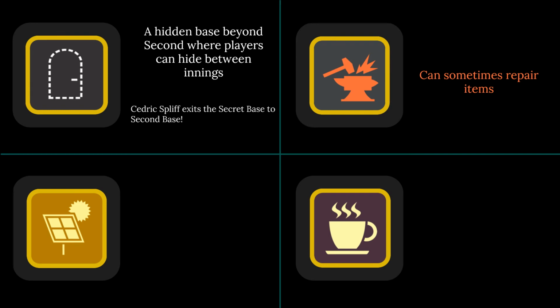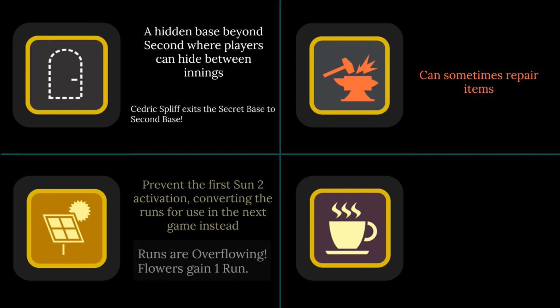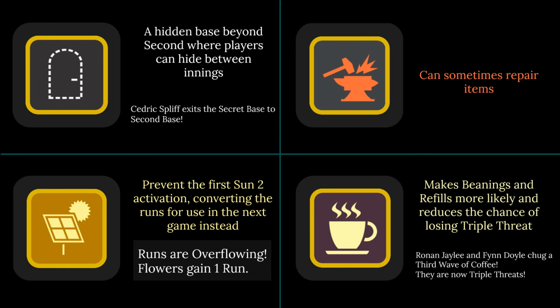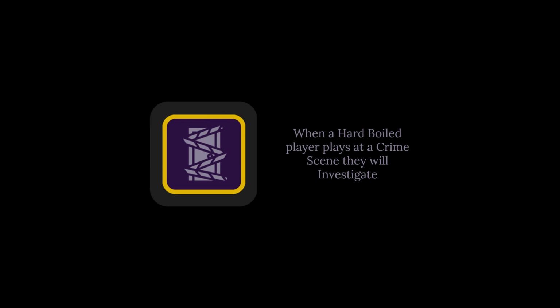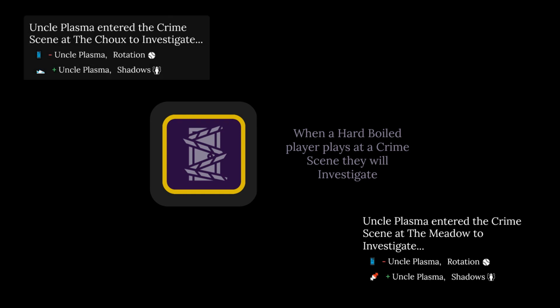Solar panels prevent Sun 2 from activating on the first set of 10 runs in a game, instead converting those runs for use in the next game. Sweetener works in all 3 coffee weathers, increasing the likelihood of beanings and refills, and reducing the chance of losing the triple threat modification. Crime Scene was a temporary modification in Season 16. If a hard-boiled player were to play at a crime scene, they would investigate.